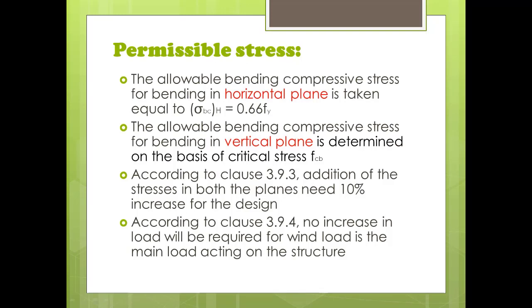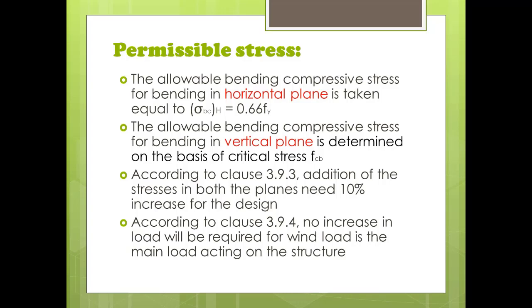Now we'll come to the permissible stress. In the permissible stress, the allowable bending stress for bending in the horizontal plane is taken equal to sigma BC, sigma suffix BC. So sigma BC for horizontal equal to sigma BT is equal to 0.66 Fy. Next, the allowable bending compressive stress, sigma BC for vertical, sigma BCV, for bending in the vertical plane is determined on the basis of critical stress, that is FCV.